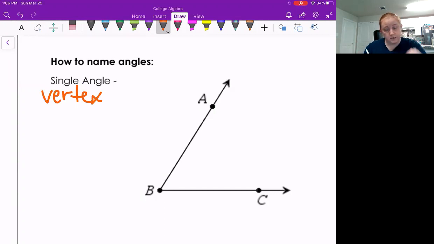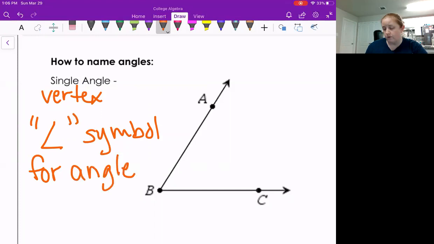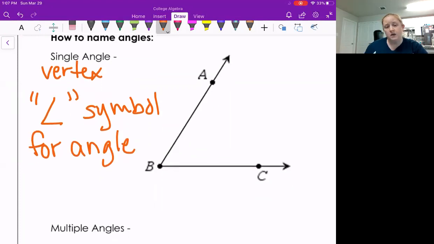Now, to make this name, we use our angle symbol, which looks kind of like the less than sign, but it does have a flat bottom on it. It is flat along the bottom. So when I name this kind of angle, I use my angle symbol and the vertex letter, in this case, B.